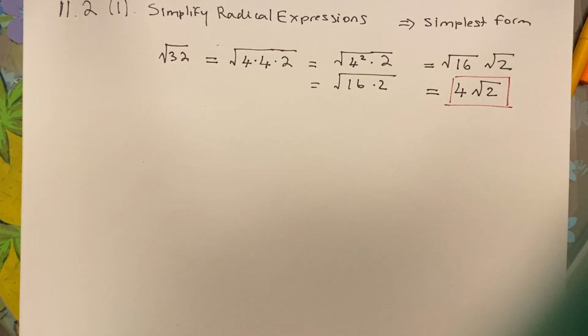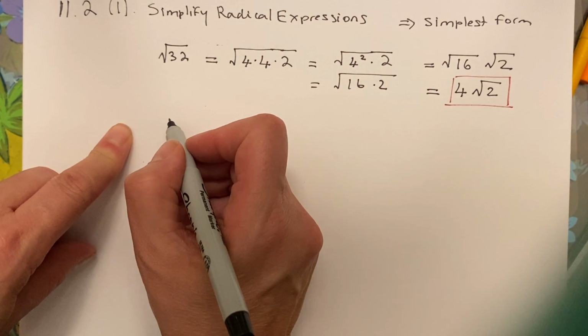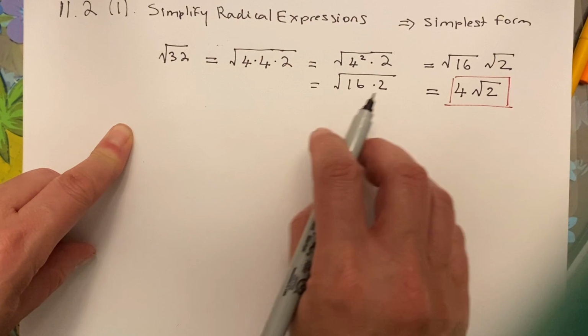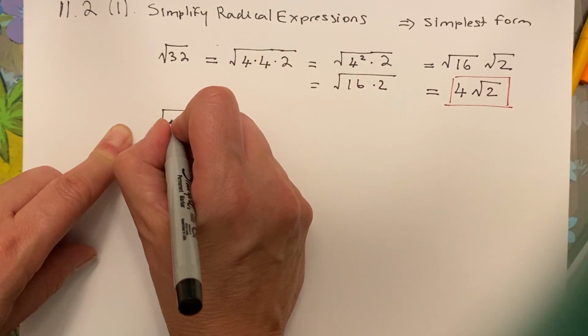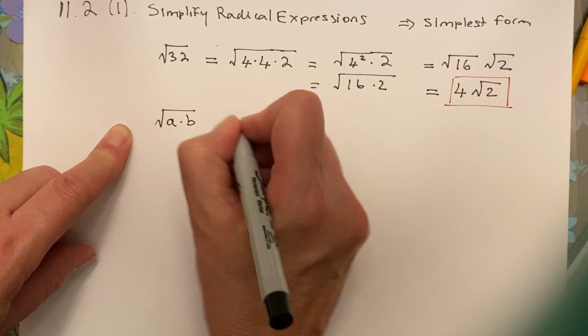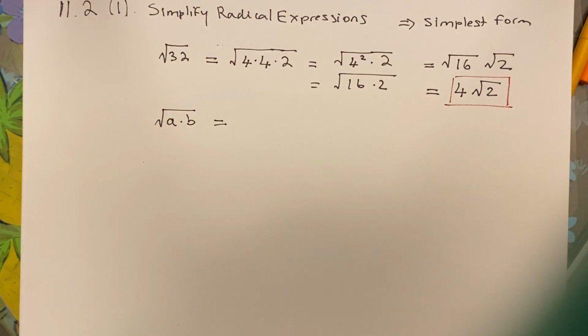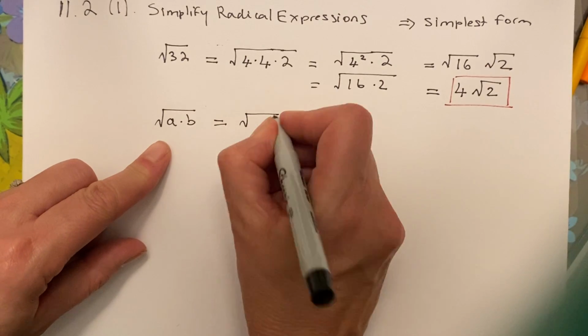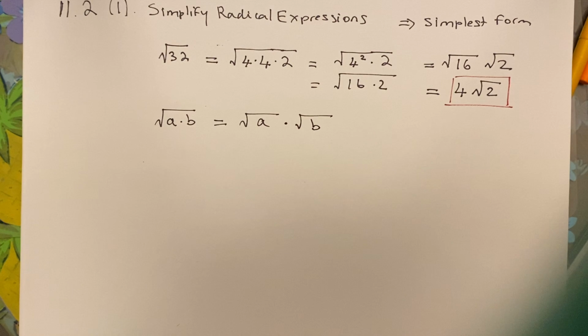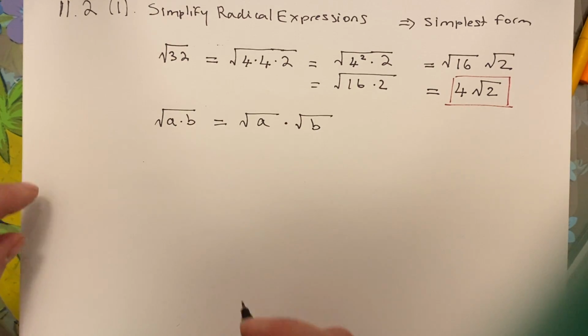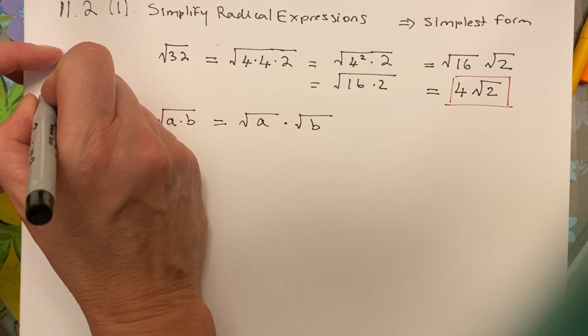Now, I started with that because I want to backtrack and talk about things we've talked about before, which is what gives me the right to do this? Why can I take 2 things multiplied inside a radical, a times b, and separate that into the square root of a times the square root of b? Well, there is a property called the product property of radicals.